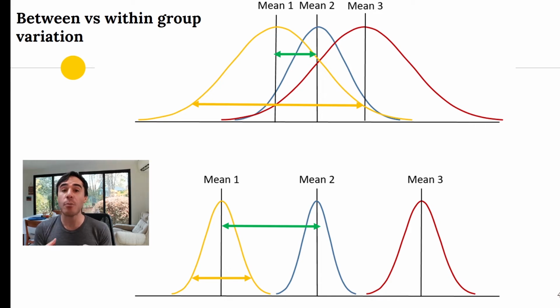Now, we also have between group variation, which has to do with variation across groups, between group A and group B, or group A and group C, or however many groups we have. So we have between and within variation. And we can calculate between and within variation for almost all of the statistical tests that have three or more groups.